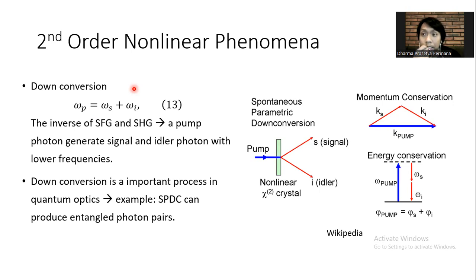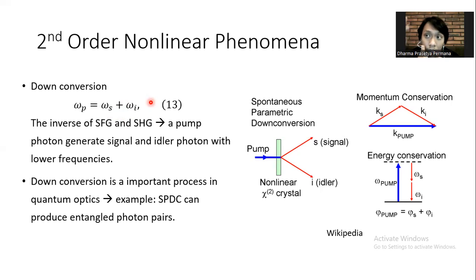In the down conversion process, we have the input light with the pump frequency, omega p, and it will generate two different lights: omega s, which we call the signal photons, and omega i, which we call the idler photons. It will generate two lights like this, and both omega s and omega i have a lower frequency compared to the initial photon. So it lowers the energy like that.